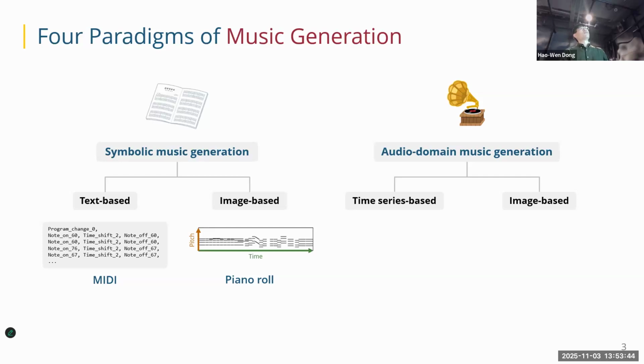But today we're going to look into audio domain music generation. This can basically be categorized into two groups. One is looking at the waveform. It could be 16 kHz, 22.1 kHz, 48 kHz. But people are looking into how you can just generate these time series.